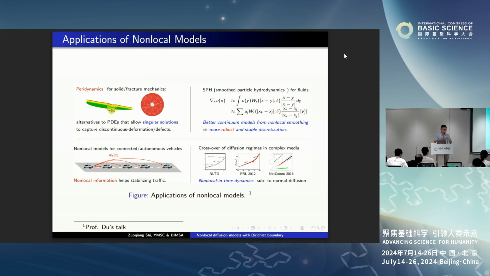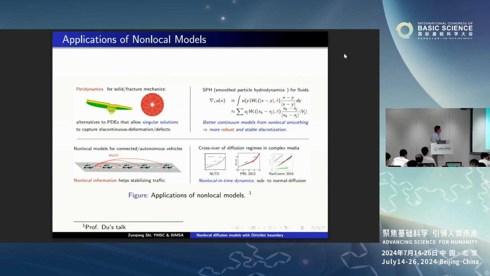In some sense, when a singularity emerges, the PDE models, the local models, often fail. For example, some people are very familiar with conservation laws. When a shock wave forms, the PDE models fail. We need to go back to so-called weak solutions. The weak solutions, in some sense, can be seen as non-local models because they are in integral form, right?